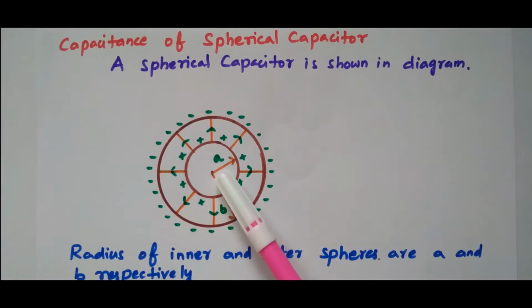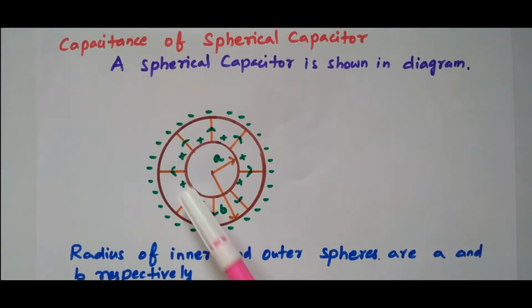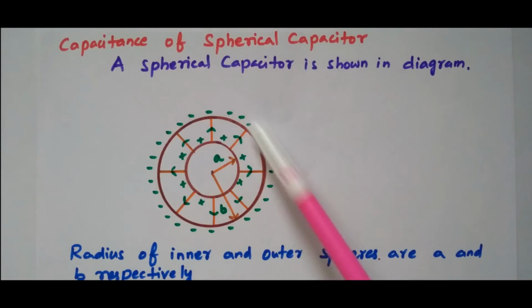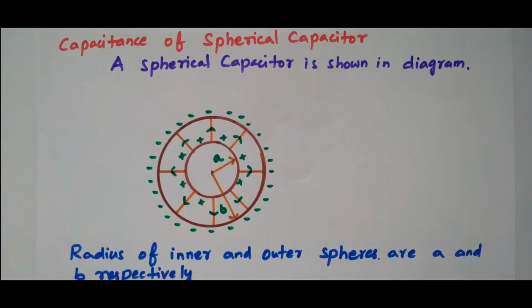The radius of the inner sphere is a meters. The radius of the outer sphere will be b meters. The charges are accumulated, positive charges and negative charges. So the inner sphere and outer sphere with the dielectric in between act as a capacitor. Now we'll see the expression for the spherical capacitor.